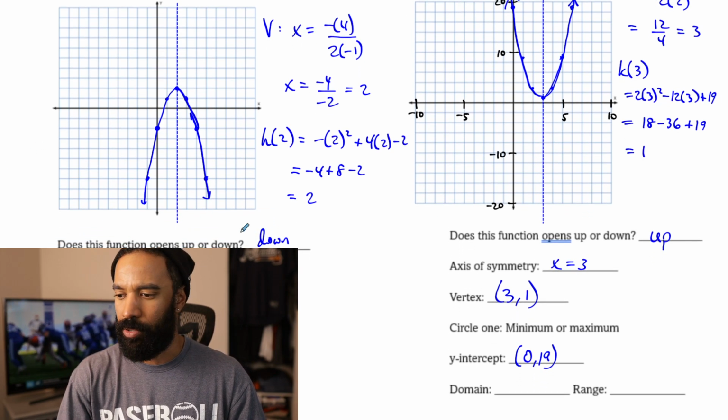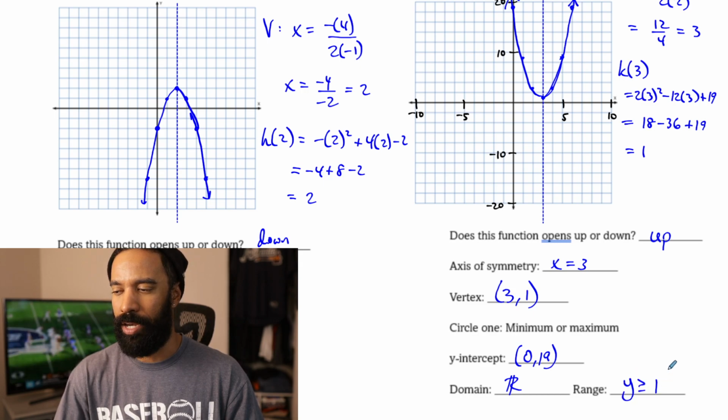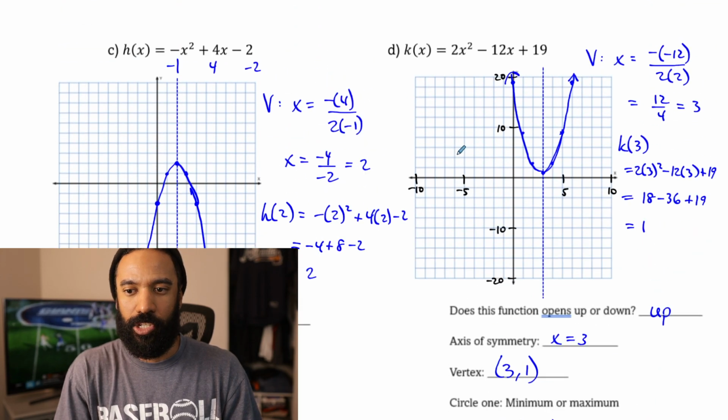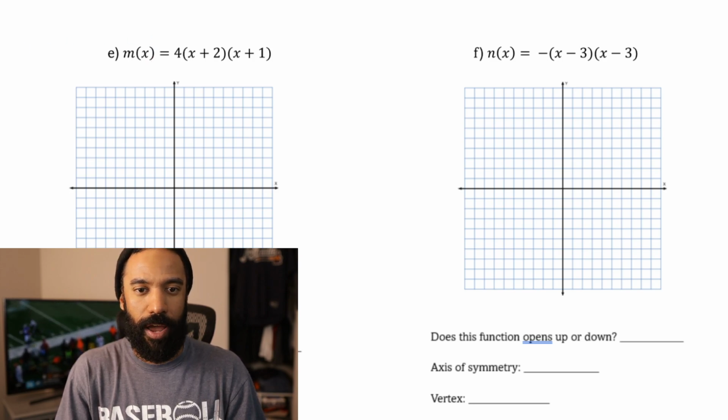There are probably other questions down here. Domain is all real numbers, and the range is y is greater than or equal to 1. 1 is the lowest point there. That was it on this page, so that was all we had to do for the graphing. Let's move forward. Oh, more graphing.